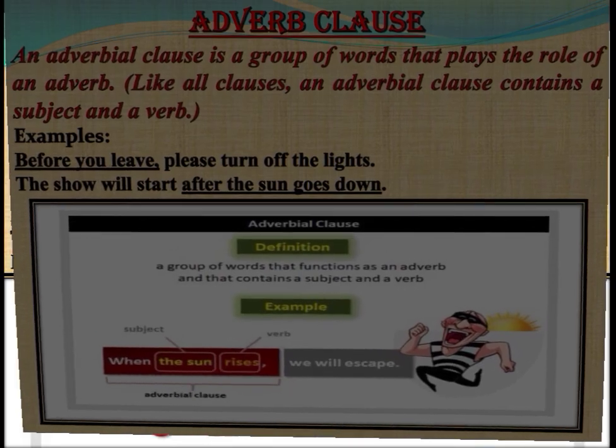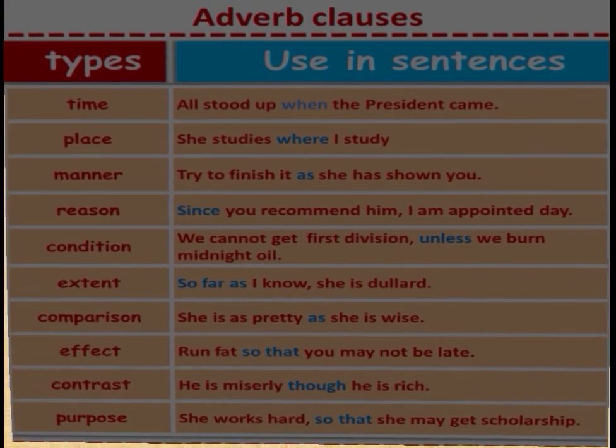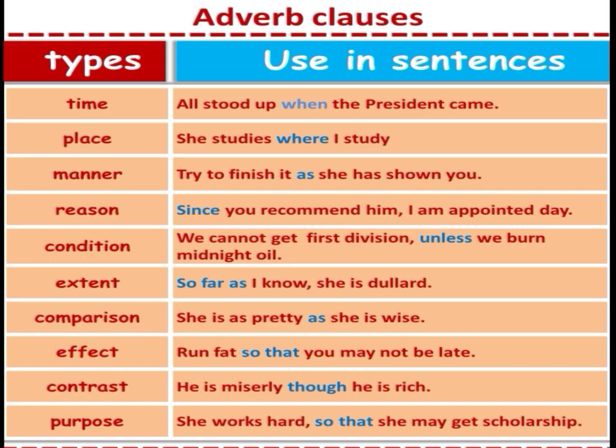The next is adverb clause. Adverbial clause is a group of words that plays the role of an adverb. Okay, we have learned about adverb of time, place, manner, reason, condition, extent, comparison, effect, contrast, purpose. These things, when used in a sentence, we will understand it is adverb clause. Okay, the presence of adverb will make it an adverb clause. So, I hope you got an idea about the clause and its types.